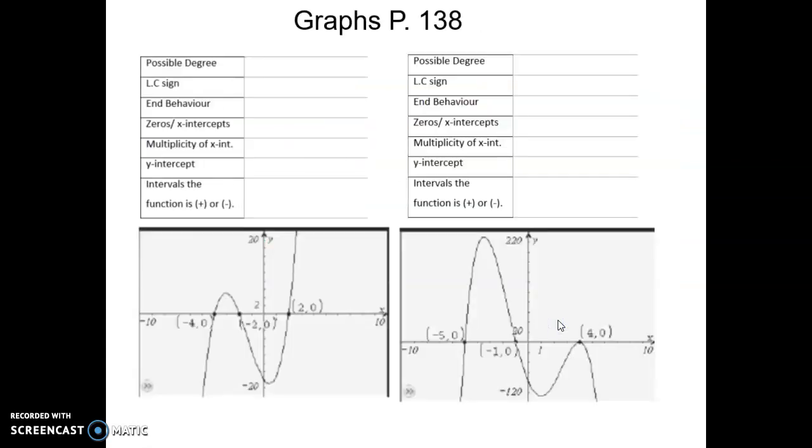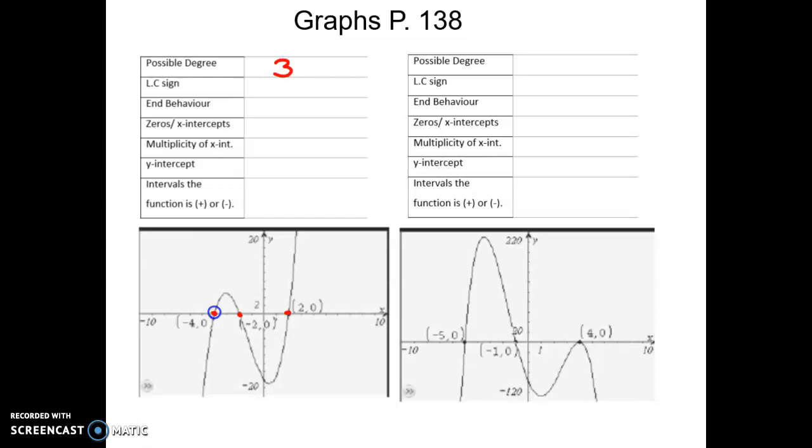Okay, so we're going to start then with our first graph here. Let's take a look at the possible degree. So remember that the possible degree is based off of your x-intercepts. So here I have 3 x-intercepts, and each x-intercept has a multiplicity of 1, because the graph passes straight through at each one of those x-intercepts. So if there's 3 x-intercepts, all multiplicity of 1, that means my degree is 3.